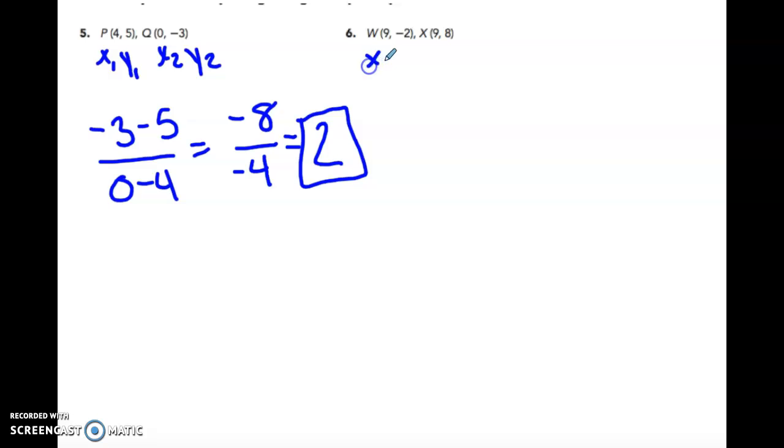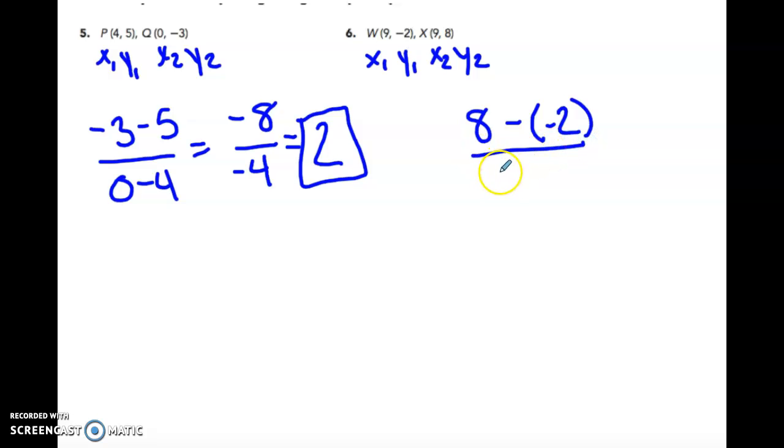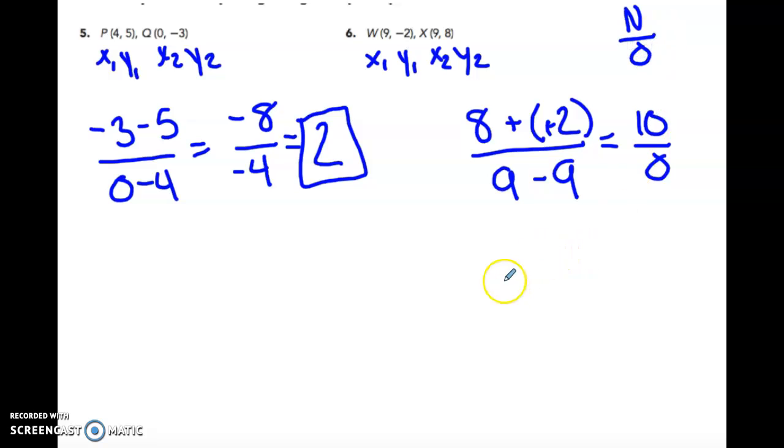Number 6, label x1, y1, x2, y2. So y2 minus y1 over x2 minus x1. Double negative, make it a positive. We have 10 over 0. When 0 is on the bottom, remember, that's a no. No good, undefined. Anytime 0 is on the bottom, it's undefined.